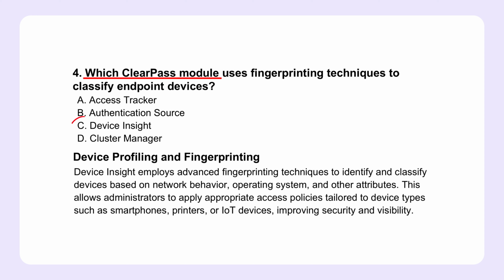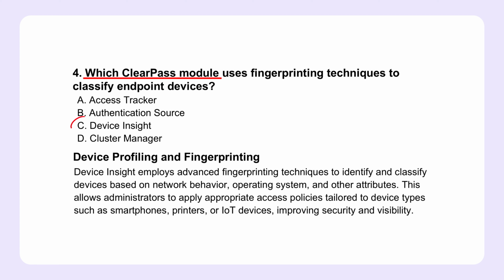Knowing the user is one thing. Knowing what they're using is another layer. Is it a Windows laptop, an iPhone, a printer, an IoT camera? You want different rules for different types of devices. Absolutely. A corporate laptop might get full access. A personal phone, maybe just internet. That IoT camera, maybe can only talk to a specific server.